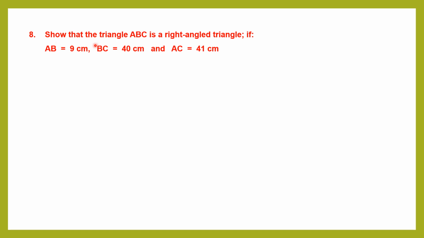Question 8. Show that the triangle ABC is a right angled triangle. Okay, so we have to prove that the measurements that have been given to us make a right angled triangle. And what are the measurements? AB is 9 centimeters, BC is 40 centimeters, and AC is 41 centimeters. We have been given the measurements of three sides, and we have to show that this is forming a right angled triangle.